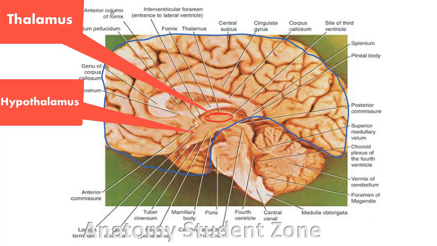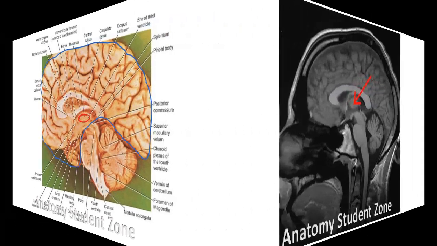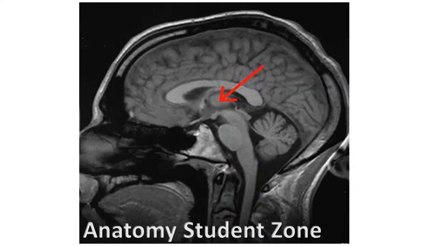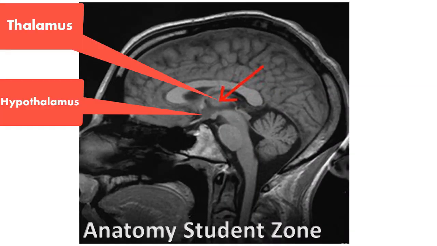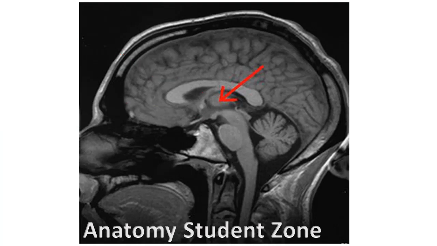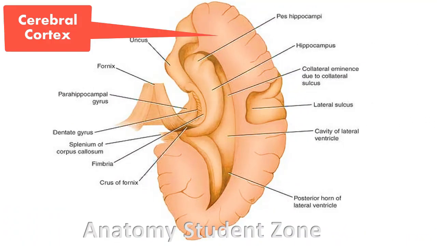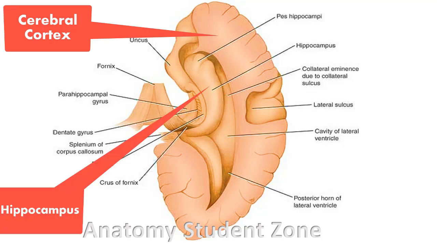So the thalamus and the hypothalamus are included in the diencephalon. Here this is an MRI section, and you can clearly identify the thalamus and the hypothalamus. Besides the thalamus and the hypothalamus, the forebrain or prosencephalon also includes the cerebral cortex, hippocampus and basal ganglia.